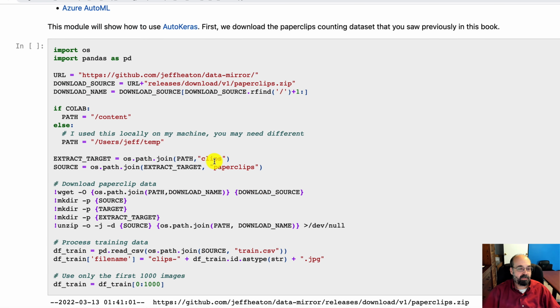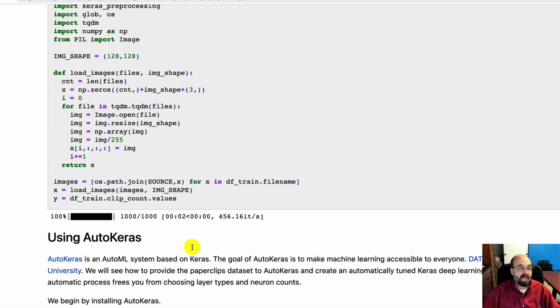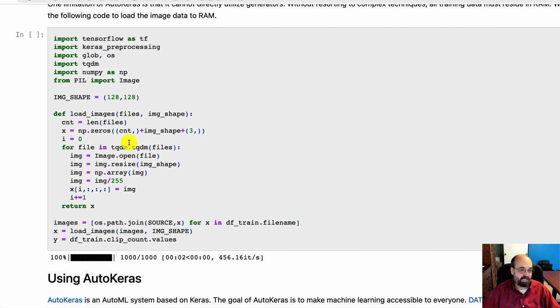So we're going to use AutoKeras. We're going to download that same paperclips dataset that you've seen from me before. Basically, we are counting the number of paperclips in a variety of images. I just basically download it and then create a data frame that has the actual clips and the counts. I need to load all of the data sets into RAM.